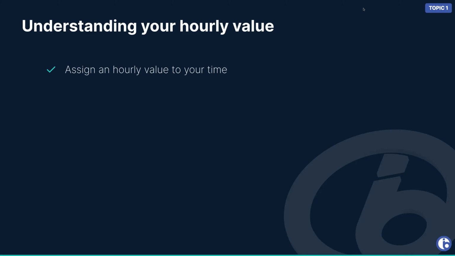Okay. So the absolute final element to consider here, okay, point number 4, when we're looking at assigning an hourly value to your time, we're going to use this for a separate calculation later on, but it's also important to figure out what you must earn in a month's period. Okay. Now, this is a different topic for a different day, but I am going to touch on it here because I feel that it's important.